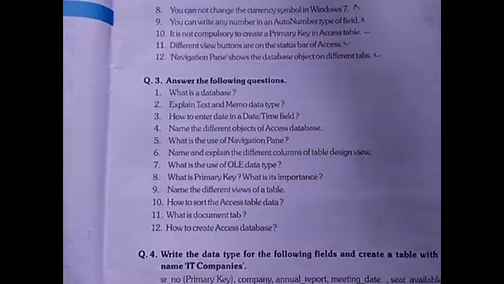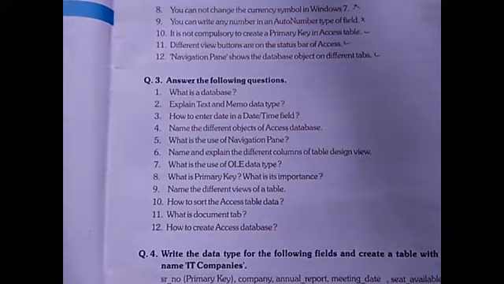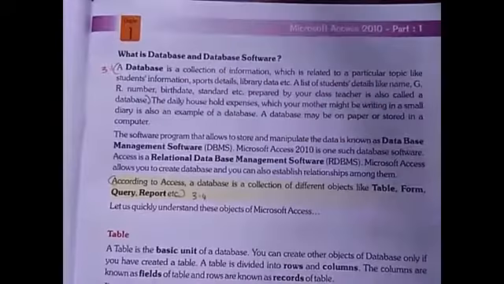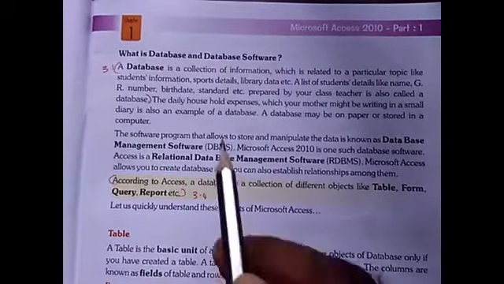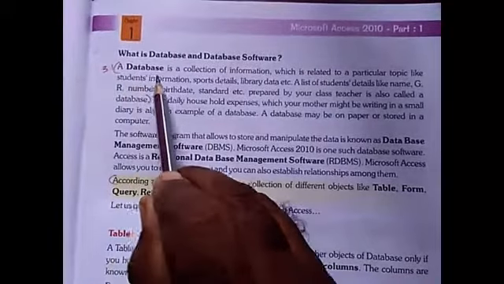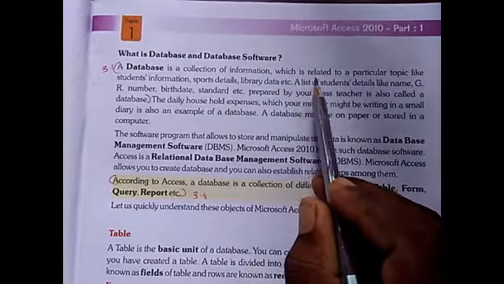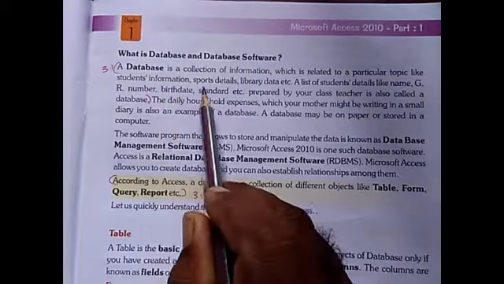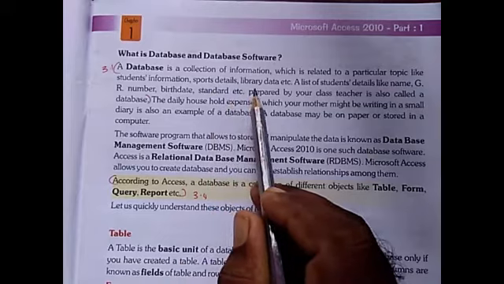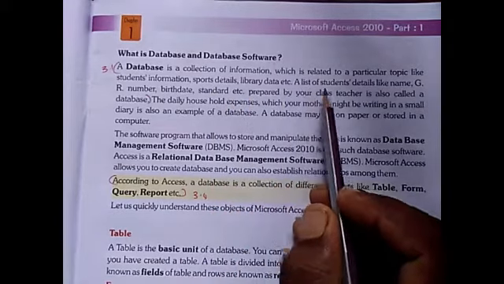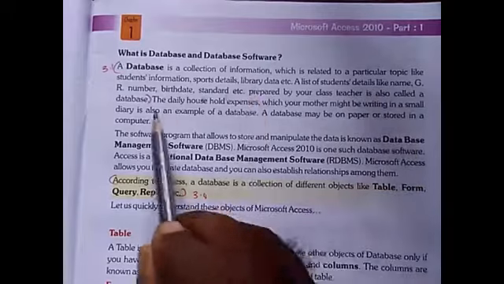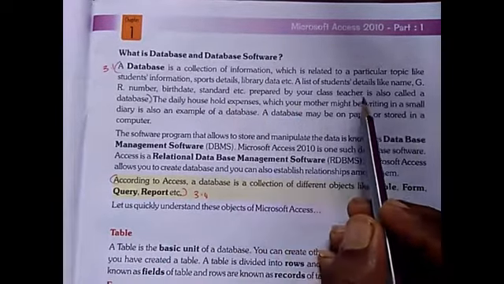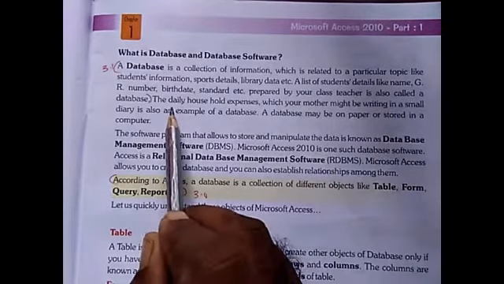12. Navigation pane shows the database object on different tabs. True. Now let us see question answers. Number 1. What is a database? Answer. A database is a collection of information which is related to a particular topic like students' information, sports details, library data, etc. A list of students' details like name, GR number, birth date, standard, etc. prepared by your class teacher is also called a database.